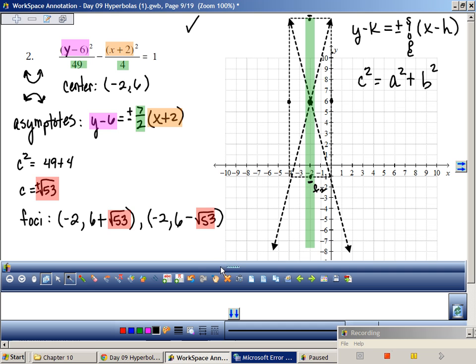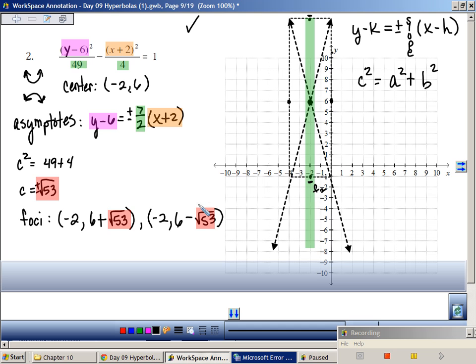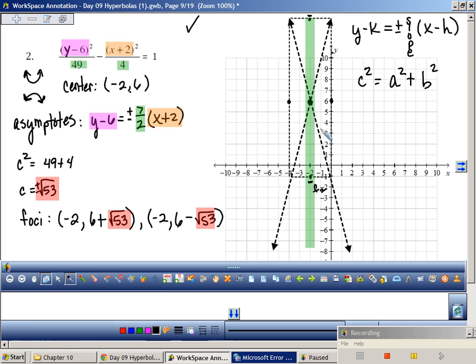Okay guys, this is a really good question. You can't put just plus or minus square root of 53, because what is the square root of 53? Around 7 and a bit, between 7 and 8. So if I just said -2, 7, it would be here, and -2 minus 7 would be down here. So we have to go to the center and then add root 53 and subtract root 53.